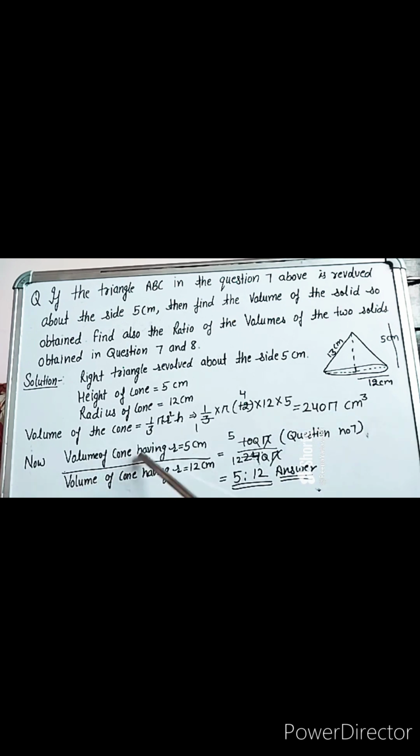Now the volume of cone having r 5 centimeter upon the volume of cone having r 12 centimeter. Putting the values 100 pi to 240 pi, we get 5:12 is the answer. Because in question number 7, 100 pi is the volume of the cone.